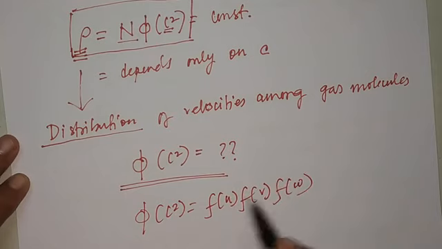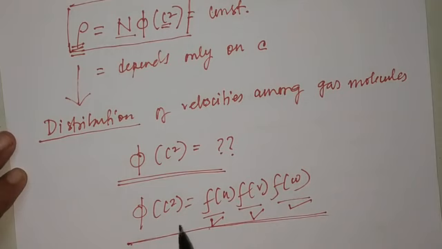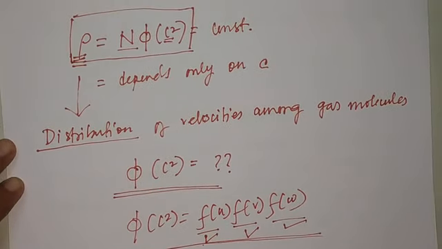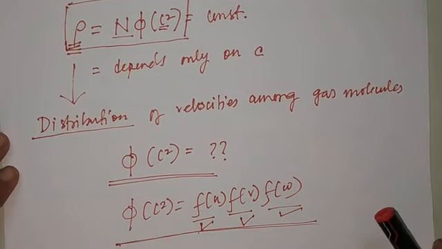So we have to find f(u), f(v), f(w) separately. If we can find the value of this expression, or phi of c square, we will get how the velocities are distributed among the gas molecules.